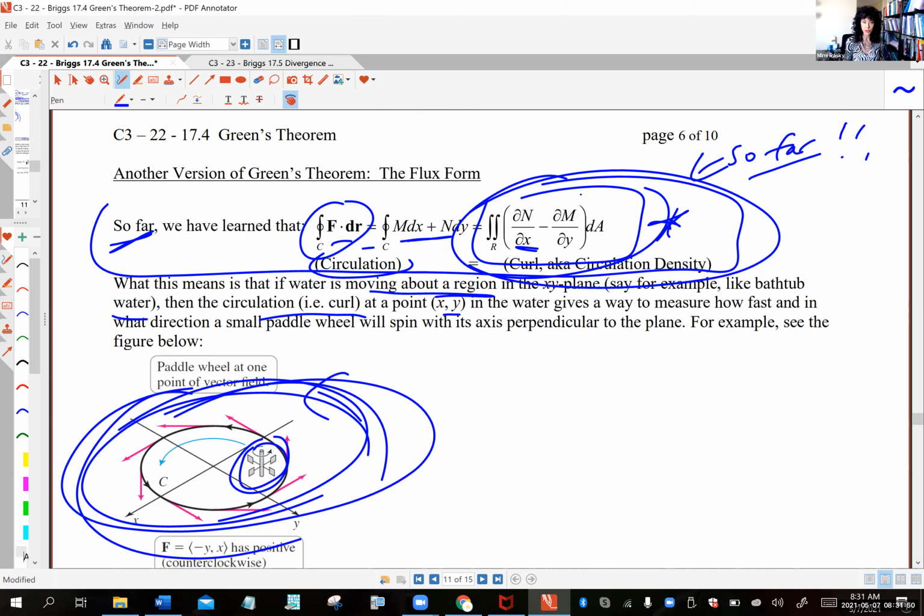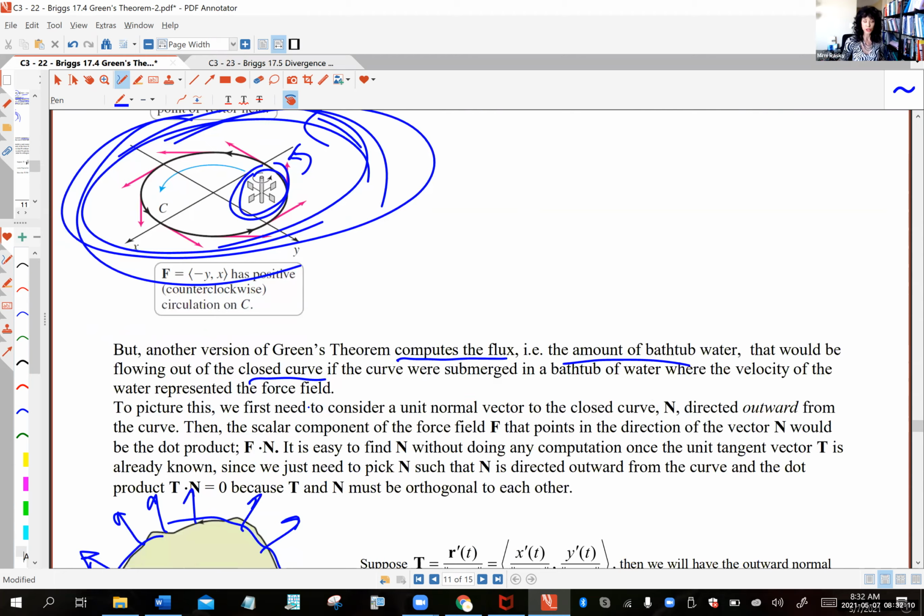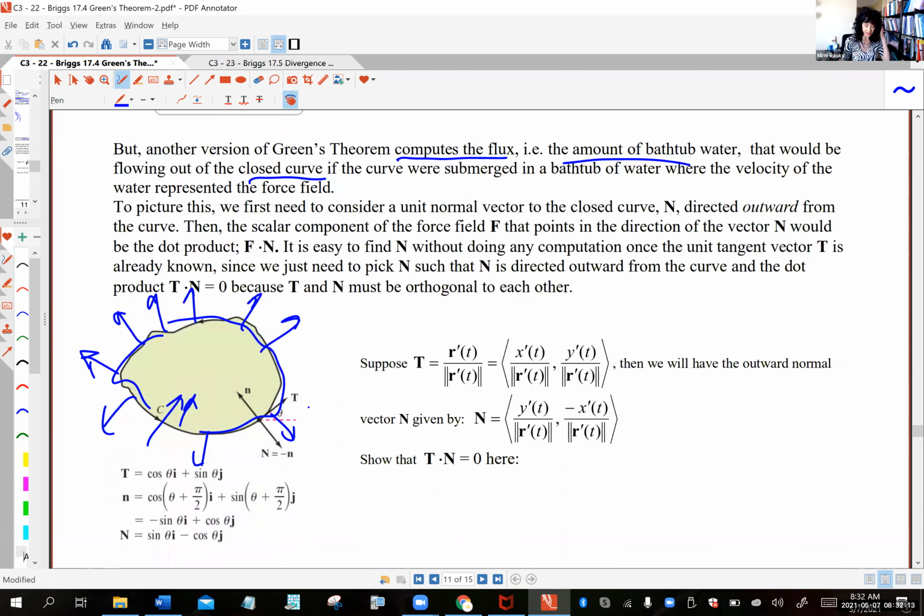So if you get a positive result, the little paddle wheel is spinning in the counterclockwise direction. And the absolute value of the result is going to give you the idea of the speed of the paddle wheel turning. And you can get 0, and that just means the paddle wheel is just sitting there and it's not turning. So there's another version of Green's that computes flux, and we mentioned this a little bit.